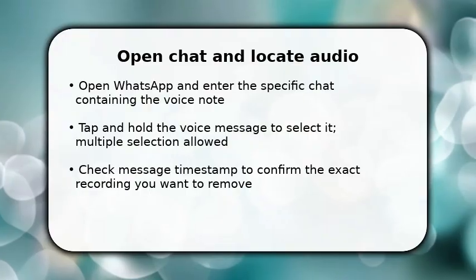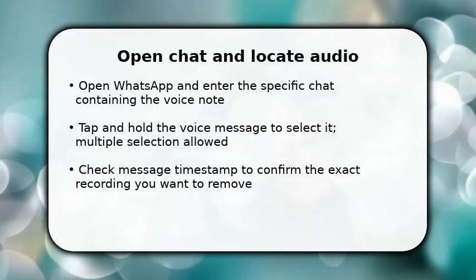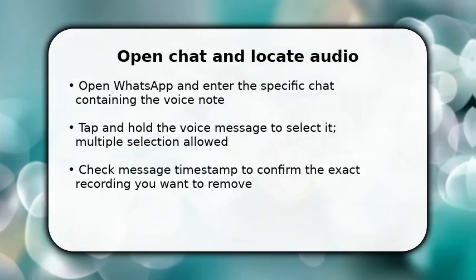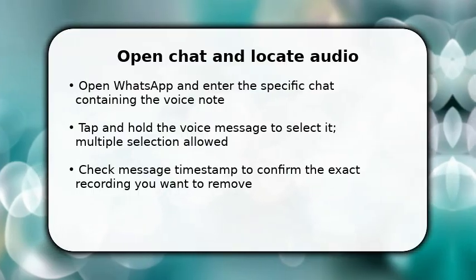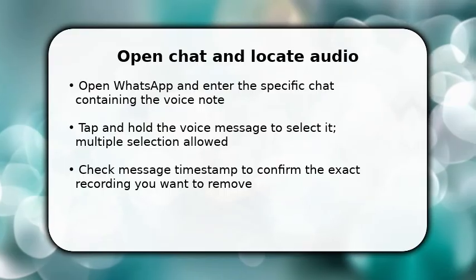Enjoy the video. You start by opening WhatsApp and going straight to the chat with the voice recording. Tap and hold the voice message so it becomes selected. You'll see a check mark. If you want to remove more than one, tap additional voice notes to include them.